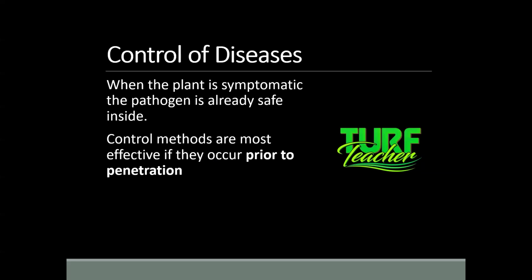So, control of our disease. When the plant is symptomatic, meaning that it is showing signs or symptoms of being sick, the pathogen is already safe inside doing the damage. It's already a done deal. A lot of the time we're not going to be able to save it, or if we're trying to save other plant materials, we may have to remove that infected plant. But these control methods are most effective if they occur prior to the fungus, or whatever it is that's going to cause that disease, actually getting inside the plant.